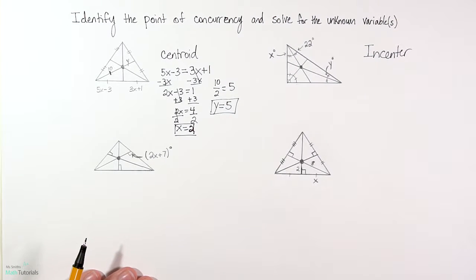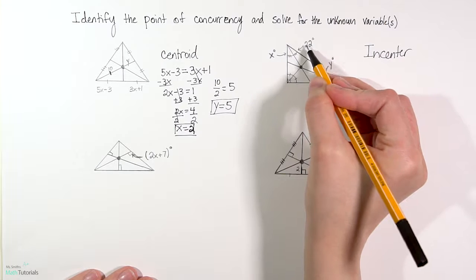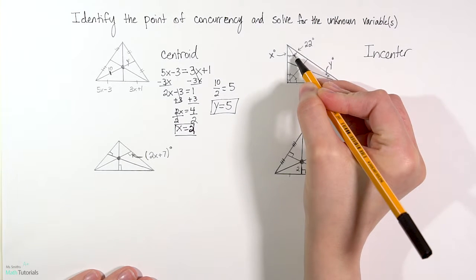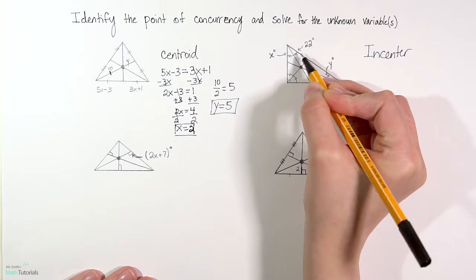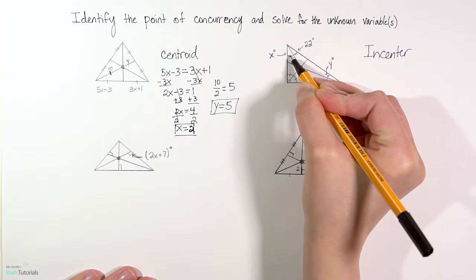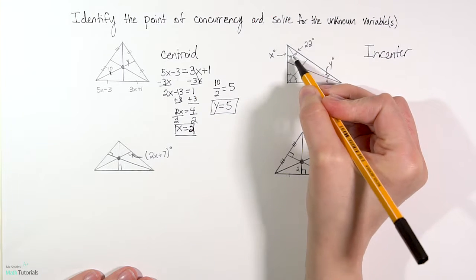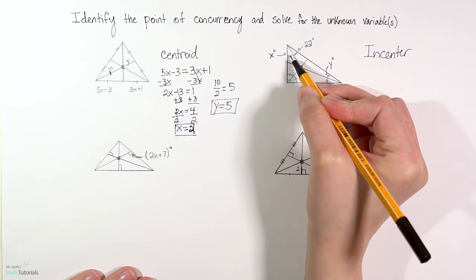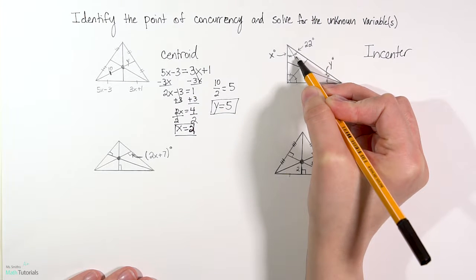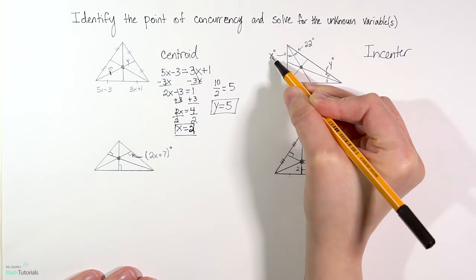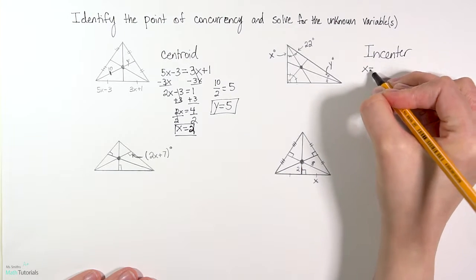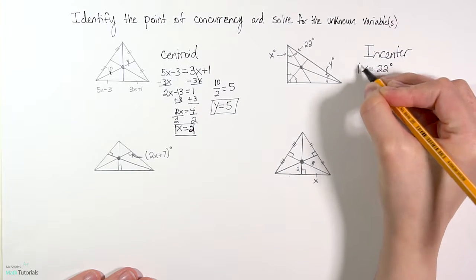Now, as far as solving, in this case we've got an x and a y we need to find. This little arrow is telling me that from here to here, just that little bit of angle, is 22 degrees. And then they're asking, so what's this little bit of angle, right? Well, remember, an angle bisector cuts an angle perfectly in two. So if that side's 22 degrees, then this side, x, is also 22 degrees.